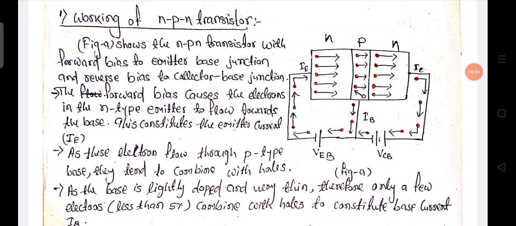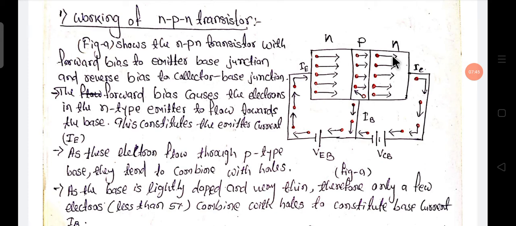For the flow of electrons, we get our emitter current. This is our emitter current. After the electrons travel from the emitter to the base, in the base the majority charge carrier is hole, so the free electrons try to combine with the holes. But because the base is lightly doped, the amount of holes is very small, less than 5% of the produced electrons. So only a very small amount of electrons combine here, and the rest, 95% of the electrons, pass through the base and reach the collector side.